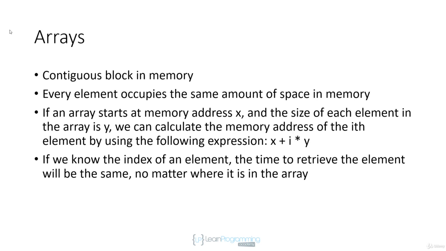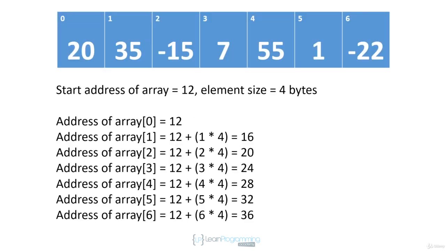So let's have a look at this for the array we just created. We created an array of length 7, so the valid indices are 0 to 6.